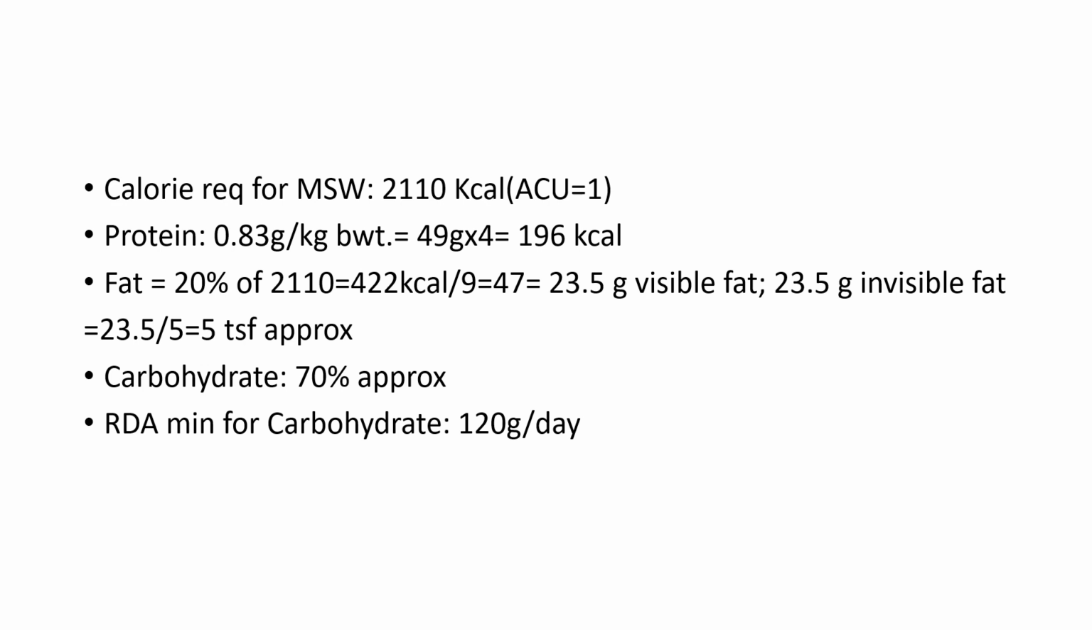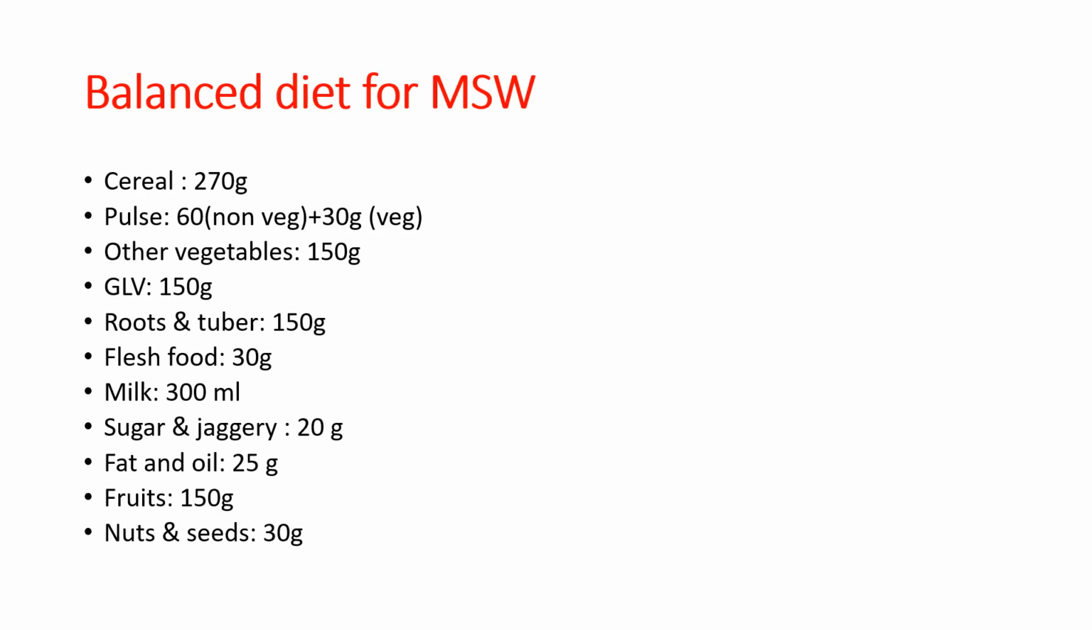So regarding the visible fat, as we mentioned, 23.5 grams, let us presume it to be approximately 25. If a teaspoon holds 5 grams, then the approximate requirement of visible fat in a day for you is 5 teaspoons. And the rest, carbohydrate, is around 70%. The recommended daily allowance minimum for carbohydrate, even if you are dieting, is 120 grams per day. The reason being, beyond this, brain metabolism is badly affected. Ideally, it should be 70 grams.